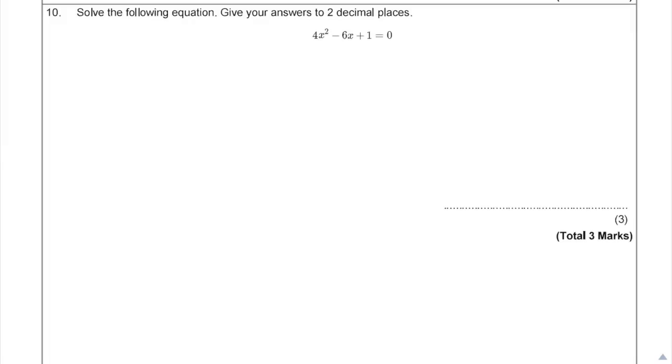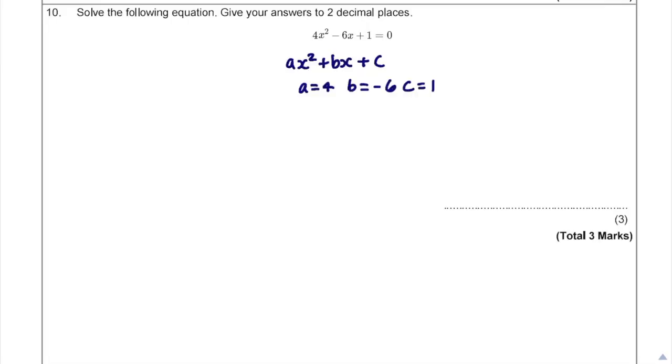So if I know that I have to give my answers to 2 decimal places, that means I'm going to have to use the quadratic formula. Quadratic equations are always expressed as ax squared plus bx plus c, where a, b, and c are our coefficients. So in this case, a is going to be equal to 4, b is going to be equal to minus 6, and c is going to be equal to 1.